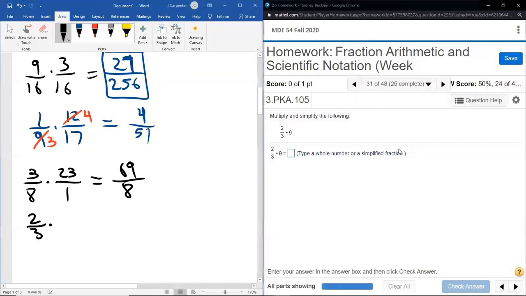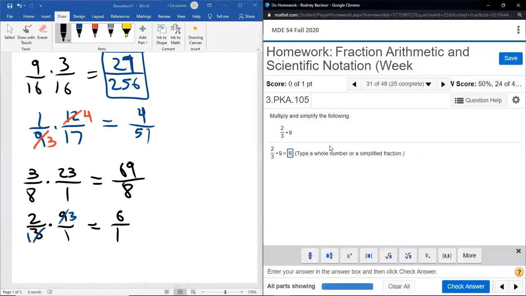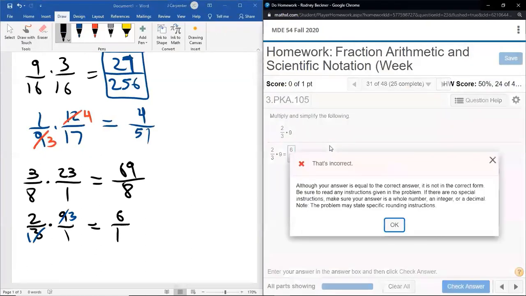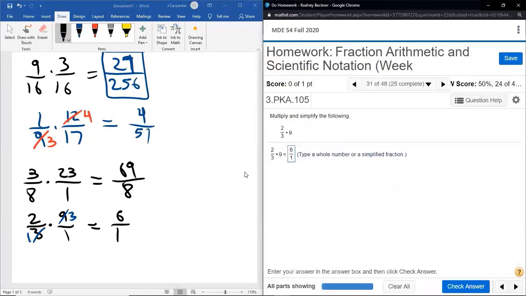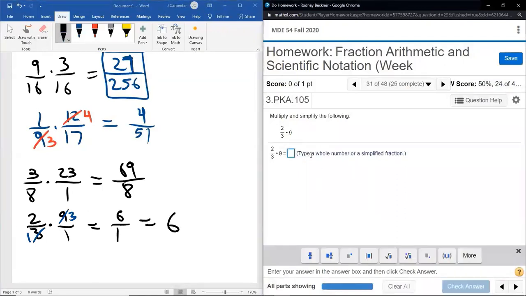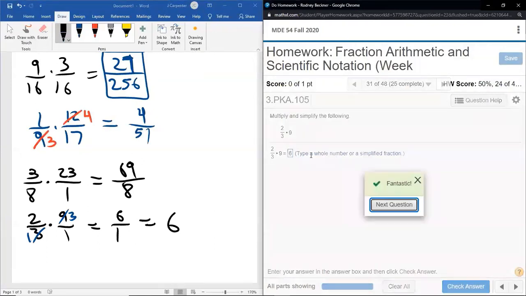This 2/3 times 9, we should probably write as 9/1. The 3 and the 9 can reduce. 3 goes into 3 once and into 9 3 times. Multiply straight across. 2 times 3 is 6, over 1 times 1 is 1. Now I'm going to do this wrong. It should mark me wrong. 6/1. Incorrect. Although your answer is the correct answer, it's not in the correct form because anything divided by 1 is itself. So you have to write just that 6 to get that answer right.